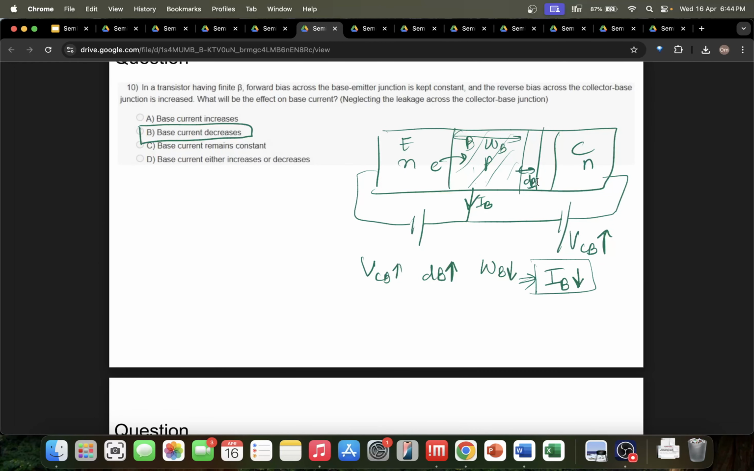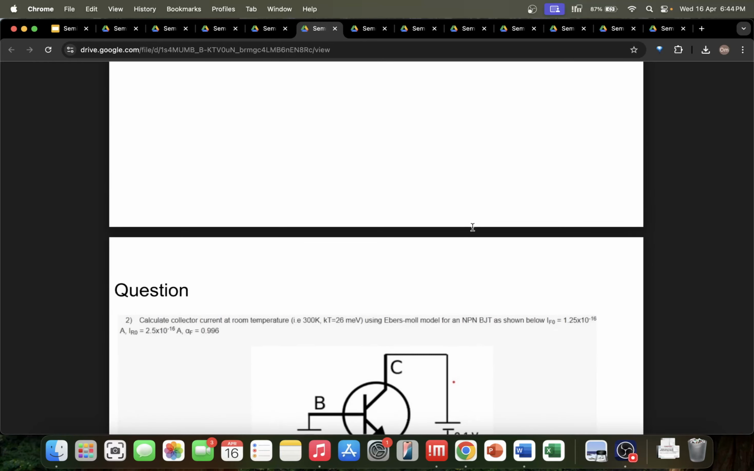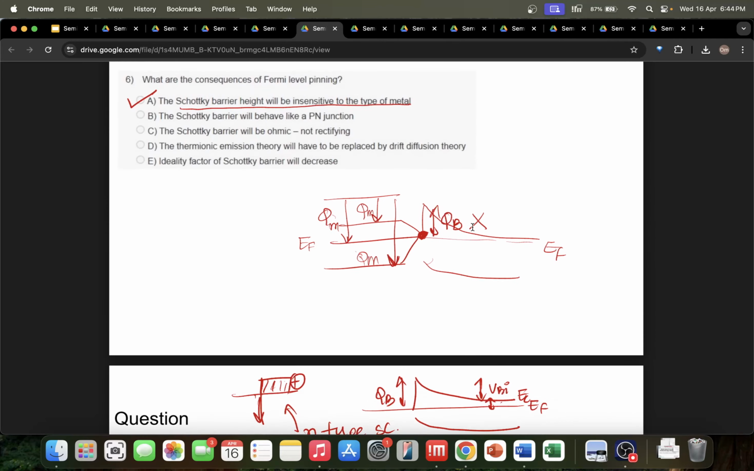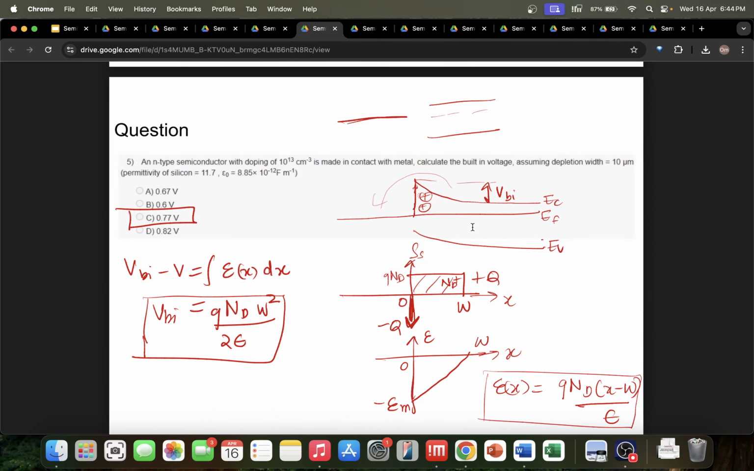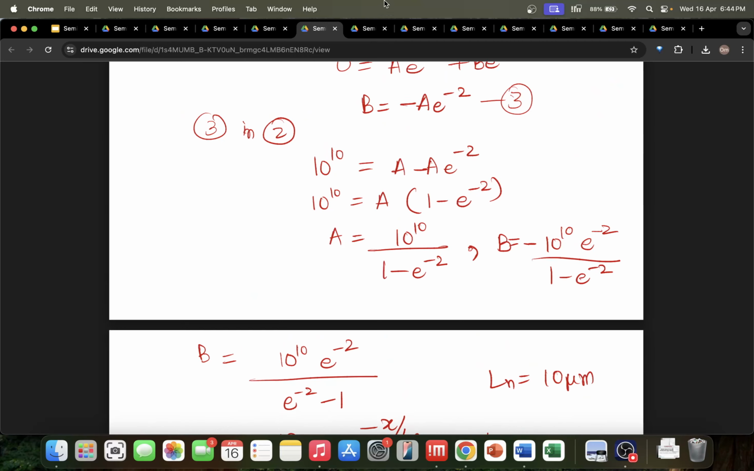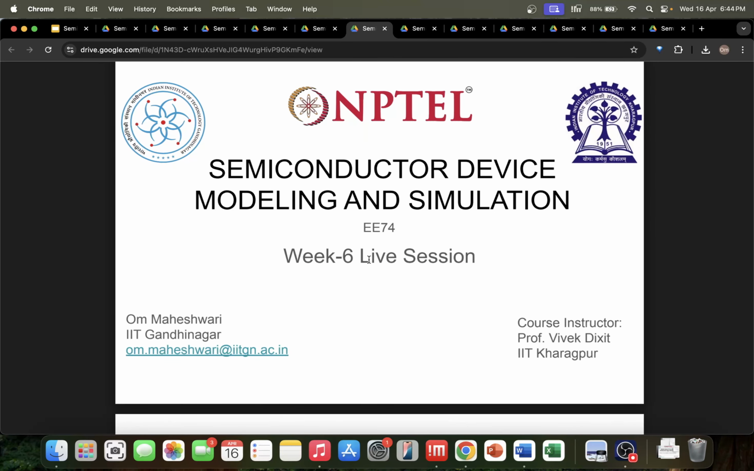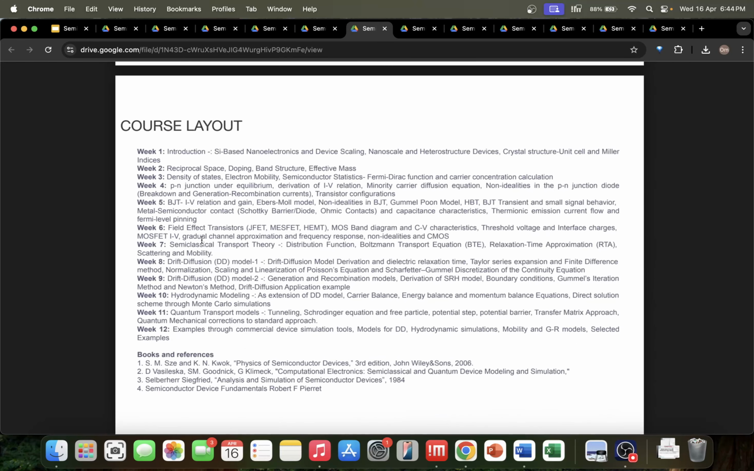Some more questions on different relations on BJT. So these are some important parts for this week: the minority carrier diffusion equation and some relations on BJT. In the next week, week 6, we reached the start of MOSFETs, which is an extremely important concept for modern semiconductors.